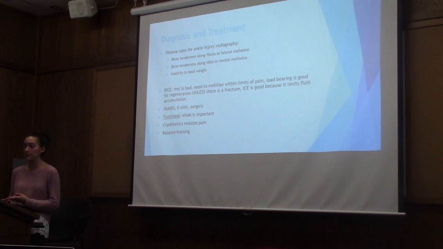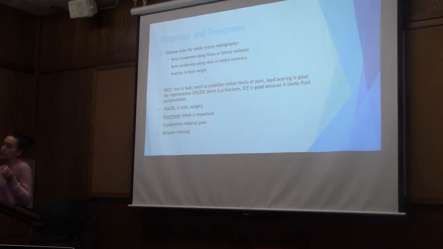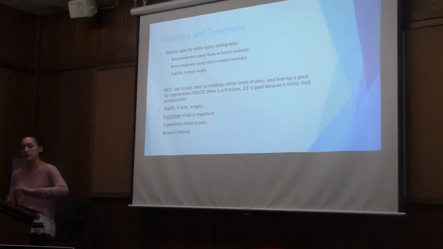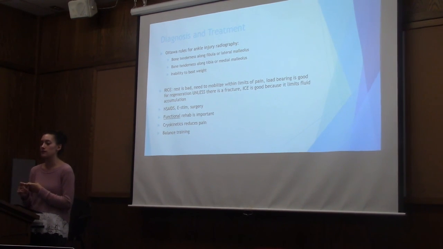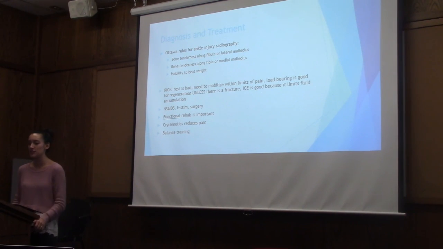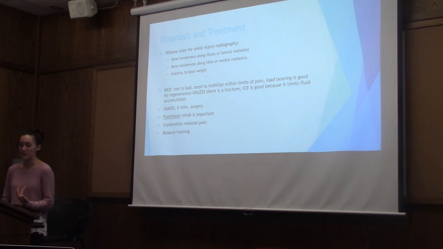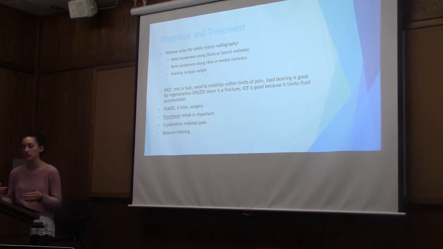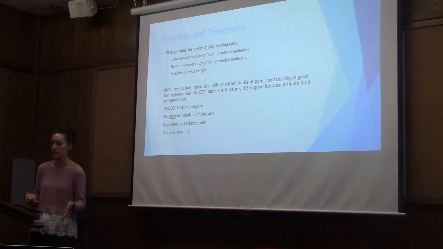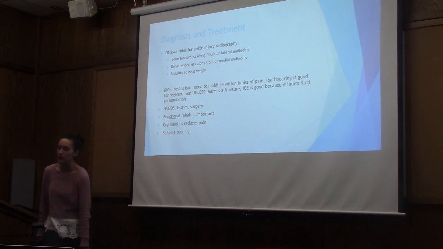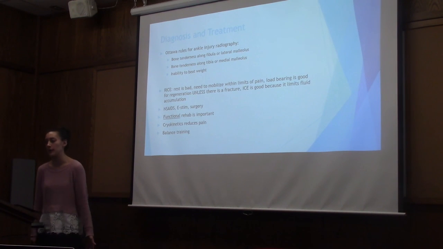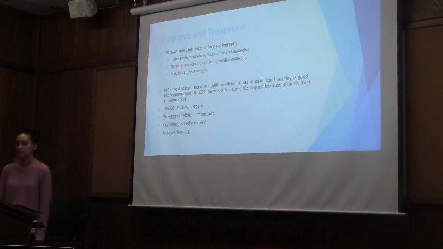Okay, so diagnosis and treatment. In order to know that there's a fracture, there are 3 rules. You can have bone tenderness along the fibula or lateral malleolus, bone tenderness along the tibia or medial malleolus, and the inability to bear weight. You don't have to have all 3, but it's usually 2. You're not going to want to bear weight if you have a fracture.